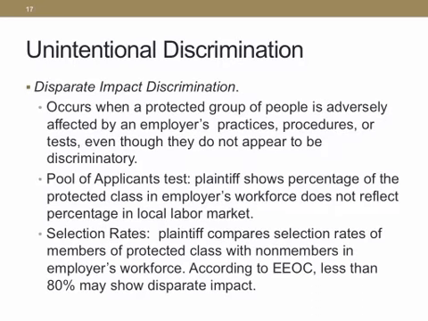Unintentional discrimination is still discriminatory, a violation of the law. It's called disparate impact. It occurs when a protected group of people is adversely affected by an employer's practices, procedures, or tests, even though they don't on their face appear to be discriminatory. Courts tend to look at the pool of applicants. The plaintiff shows the percentage of the protected class in an employer's workforce is not reflective of the local labor market.